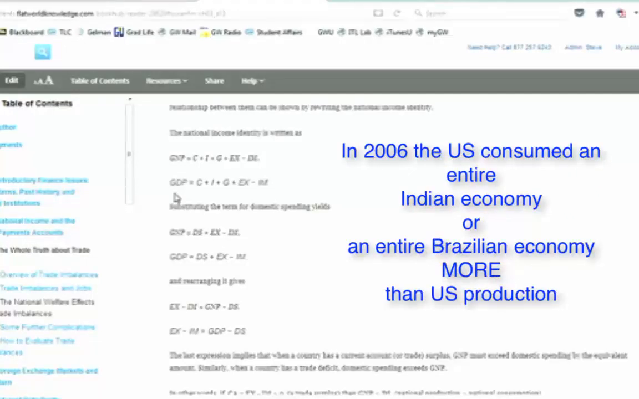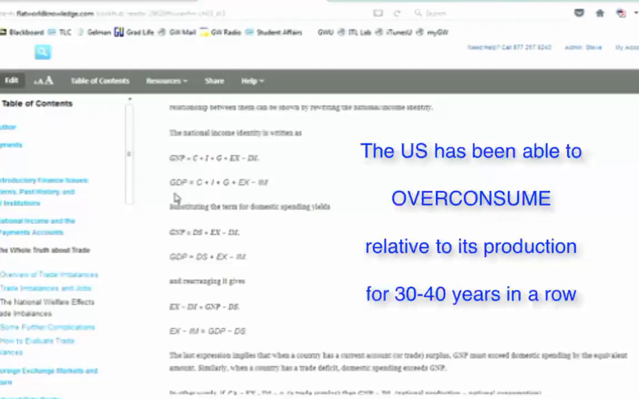Now, how on earth could the U.S. consume that much more and be able to achieve that? Well, it borrowed money from the rest of the world in order to make it possible. There was a financial account surplus in that year, offsetting the current account deficit. Therefore, we borrowed money in order to increase our consumption by an entire Indian or an entire Brazilian economy. That's a lot of extra consumption. And we haven't done that just for 1 year, 2 years, 5 years, 10 years, but for 35 years in a row.